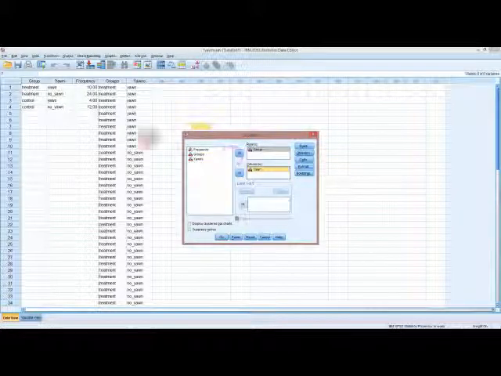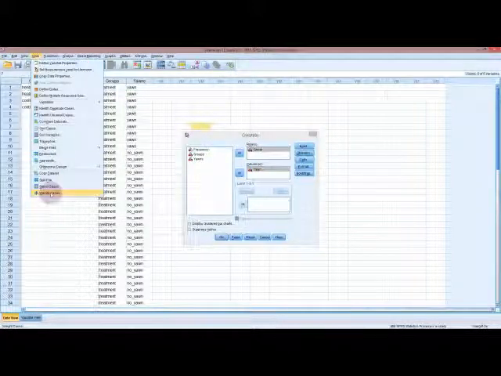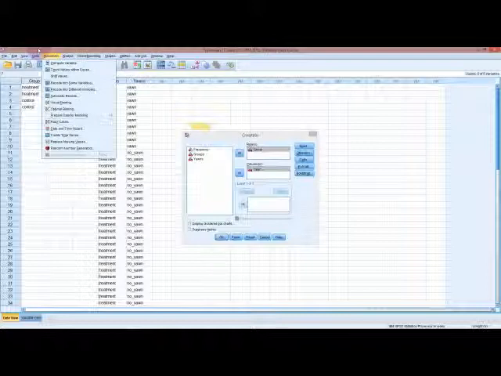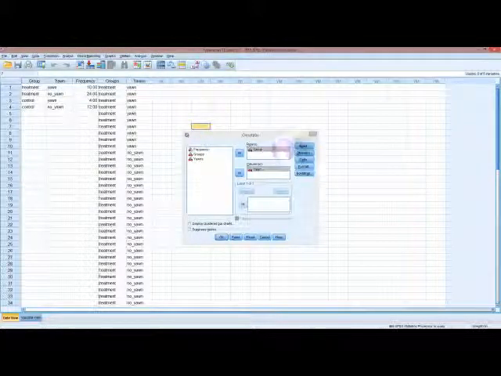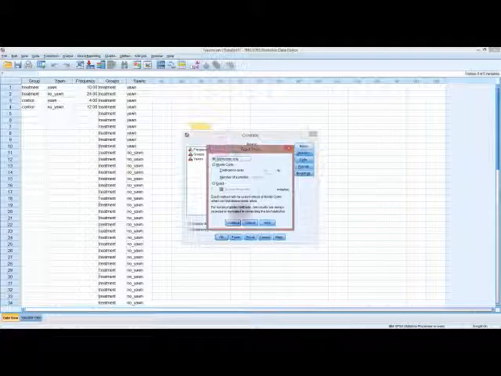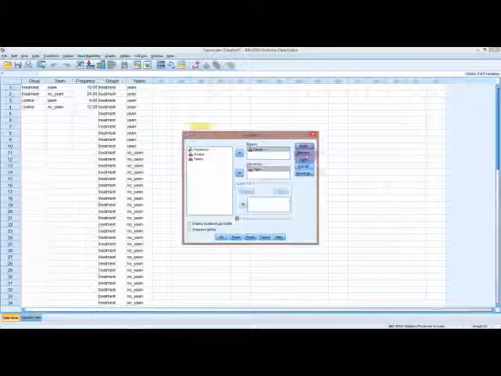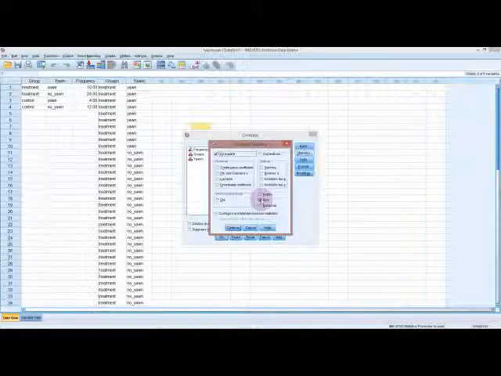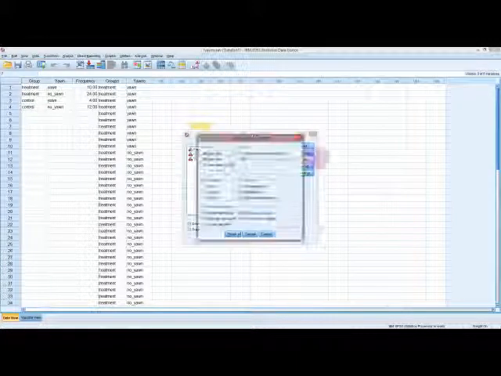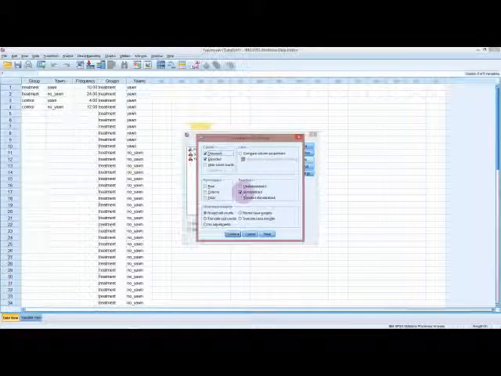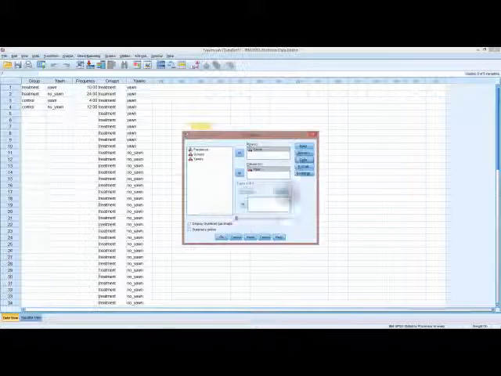Now we don't have to do anything with the frequencies, the counts here, because we already selected that when we went to Data and Weight Cases. So it is already going to do that. This will be the same as before. We didn't need that. The risk estimate for the odds ratio, chi-square test, and the cells: observed, expected, standardized residuals. Okay.